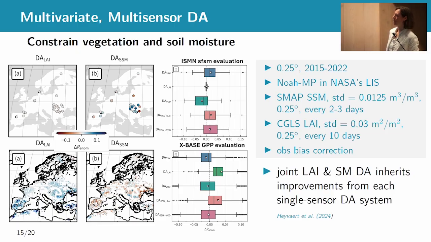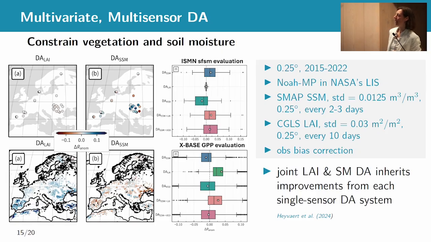If I show this in a box plot, you see for soil moisture data assimilation, I improve my performance in soil moisture. If I do LAI data assimilation, very little impact on soil moisture with this model. If I do soil moisture data assimilation, I degrade GPP. If I do LAI data assimilation, I improve.